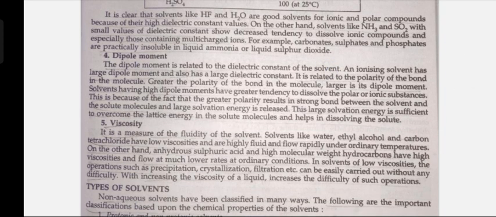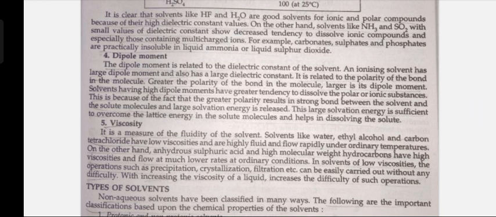The fourth property is dipole moment. The dipole moment is related to the dielectric constant of the solvent. An ionizing solvent has a large dipole moment and also a large dielectric constant. It is related to the polarity of the bond in a molecule. The greater the polarity of the bond in the molecule, the larger is its dipole moment. Solvents having high dipole moment have a greater tendency to dissolve polar or ionic substances. This is because greater polarity results in strong bonding between the solvent and the solute molecules, and large solvation energy is released.